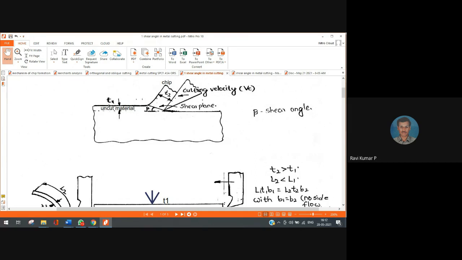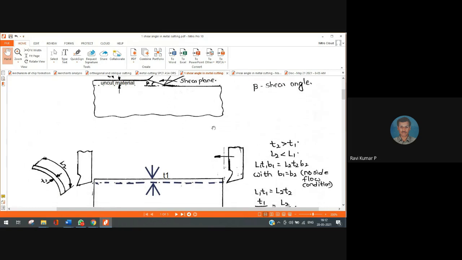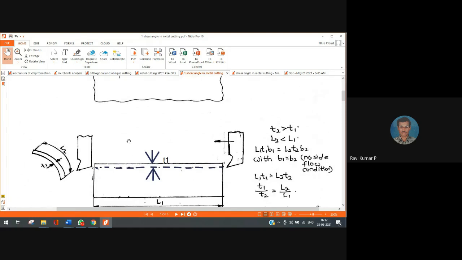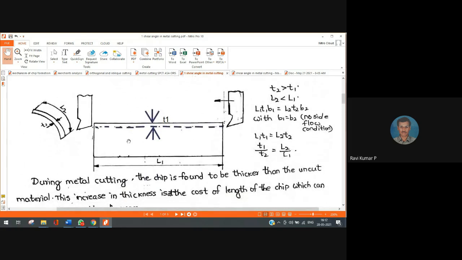So I may understand that the thickness of the uncut material at that place is T1. After it crosses that shear plane, the thickness is T2. So T1 transforms to T2. So I may accept that T2 is always greater than T1, right? So when you look to a shaping process, you may find that T1 is here, thickness, T2 is thickness here. Similarly, length is L1 over here, L2 in this place. You may observe that length is decreasing, however, thickness is increasing.